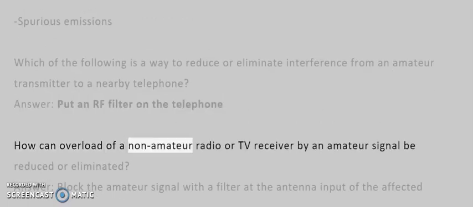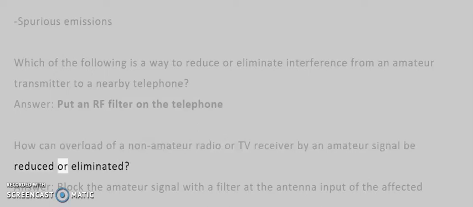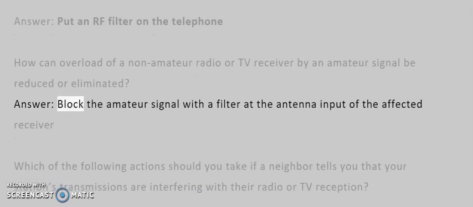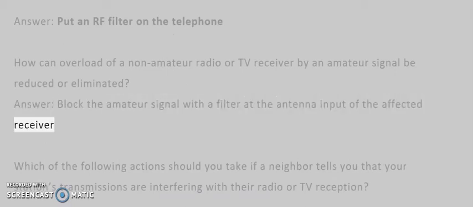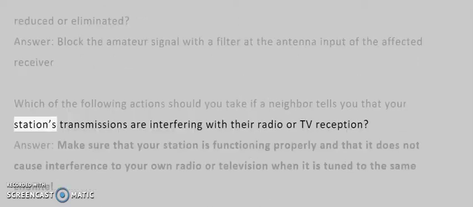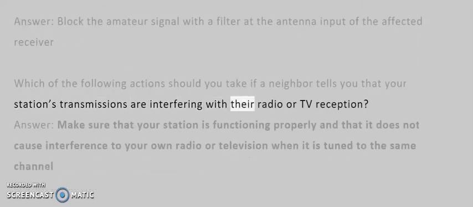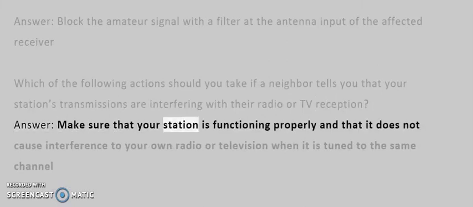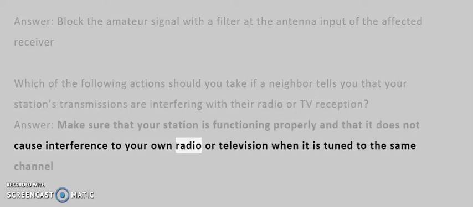How can overload of a non-amateur radio or TV receiver by an amateur signal be reduced or eliminated? Answer: block the amateur signal with a filter at the antenna input of the affected receiver. Which of the following actions should you take if a neighbor tells you that your station's transmissions are interfering with their radio or TV reception? Answer: make sure that your station is functioning properly and that it does not cause interference to your own radio or television when it is tuned to the same channel.